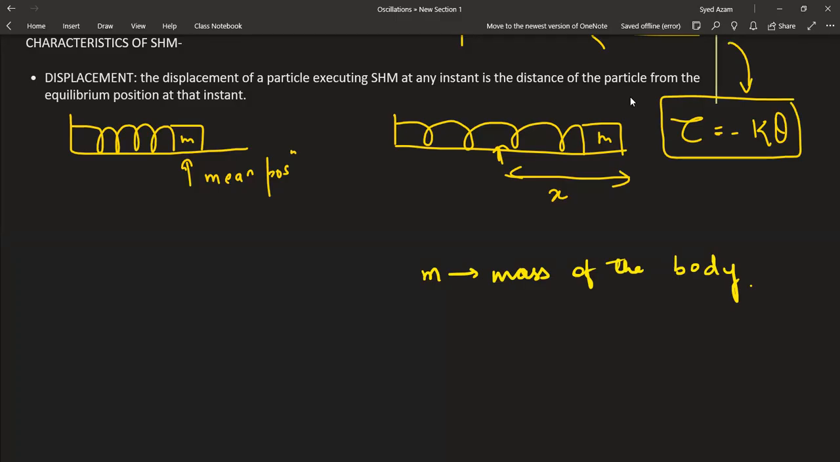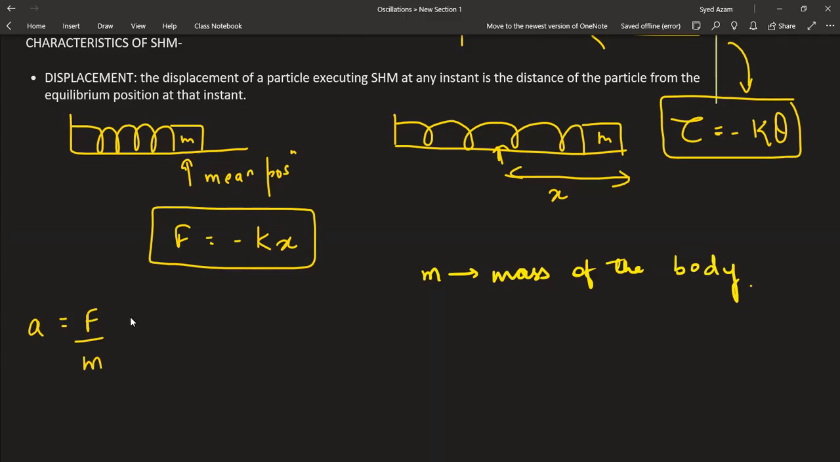Now coming to the equation of SHM. What was the equation of SHM? F is equal to minus kx. Now, let's say m is the mass of the body. So what will the acceleration be? Force divided by mass.